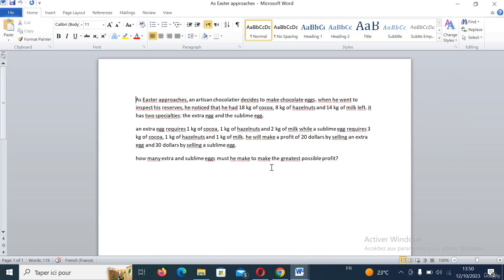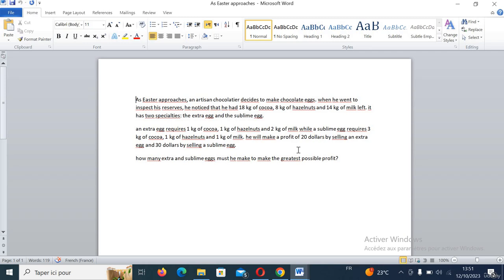As the Easter approaches, an artisan chocolatier decides to make chocolate eggs. When he went to inspect his reserves, he noticed that he had 18 kg of cacao, 8 kg of hazelnuts, and 14 kg of milk left. He has two specialties, the extra egg and the sublime egg. An extra egg requires 1 kg of cacao, 1 kg of hazelnuts, and 2 kg of milk, while a sublime egg requires 3 kg of cacao, 1 kg of hazelnuts, and 1 kg of milk. He will make a profit of $20 by selling an extra egg and $30 by selling a sublime egg. How many extra and sublime eggs must he make to get the greatest possible profit?